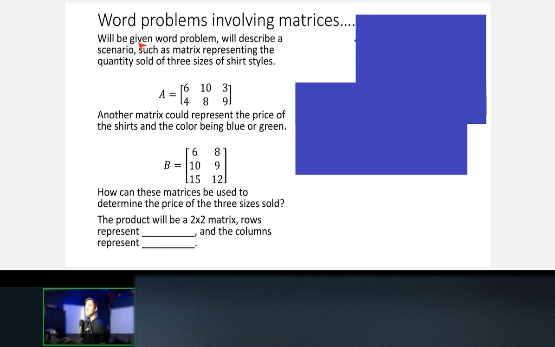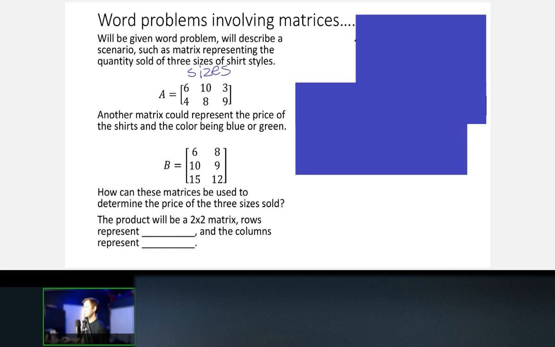So look at this. It says the quantity sold of 3 sizes. We don't have 3 rows. We only have 3 columns. So by default, the columns must be the sizes, right? Column 1, column 2, column 3. So maybe small, medium, and large. So once you determine the labeling, we should label it. So the columns, these are your sizes. All right, these are your sizes.